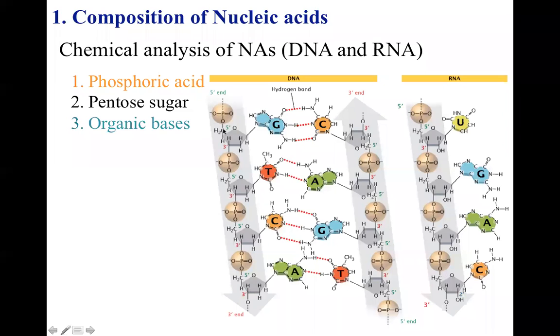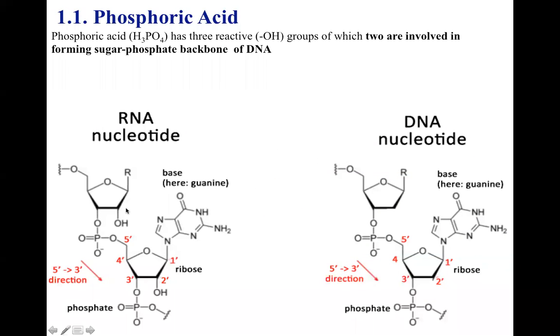So it has phosphoric acid, pentose sugar, and the organic bases. These organic bases are paired. Guanine and cytosine are paired with 3 hydrogen bonds, and thymine and adenine are paired with 2 hydrogen bonds. First we will discuss how this phosphoric acid looks in the polynucleotide chain of DNA. Phosphoric acid, the chemical H3PO4, has 3 reactive oxygen groups.